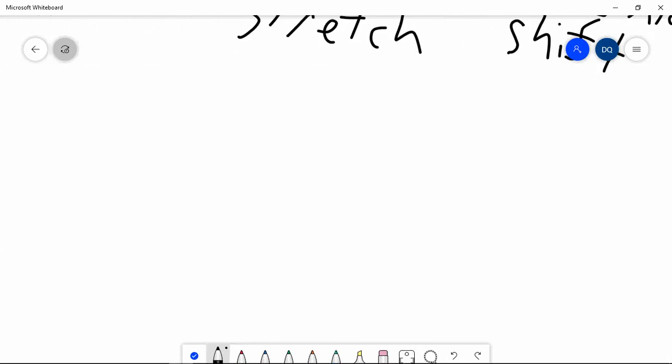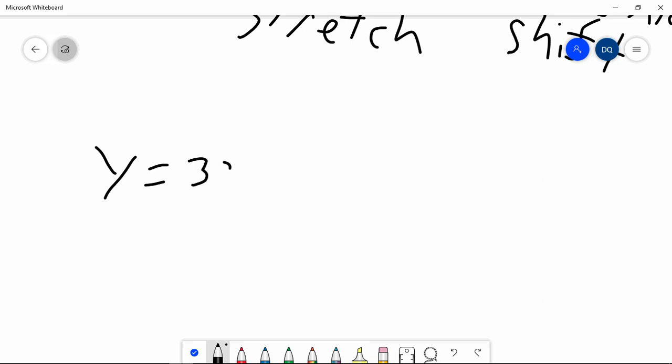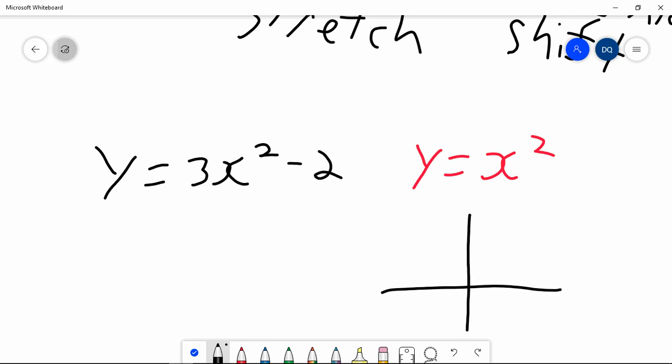So consider this one. Let's say we've got y equals 3x squared minus 2. And I want to draw the graph of this without doing a table of values. You know very well what y equals x squared looks like. Y equals x squared goes from the origin and goes through the points (1, 1), (2, 4), (3, 9), and it looks like that.